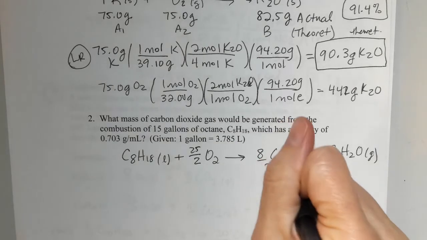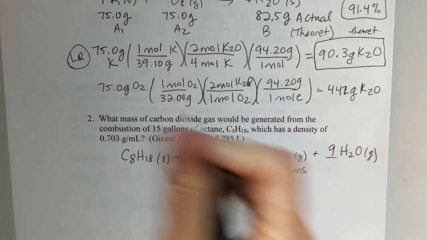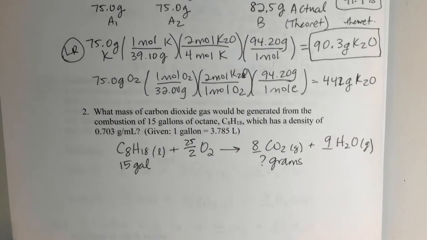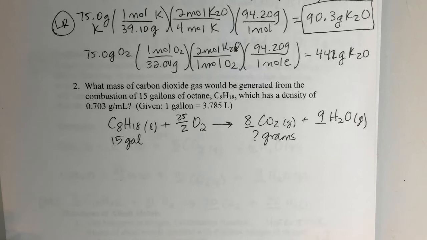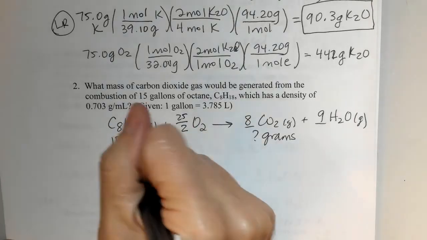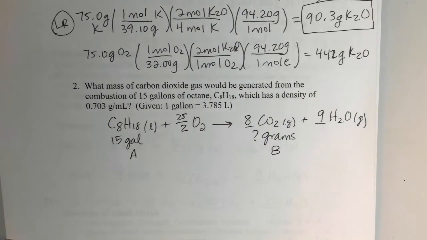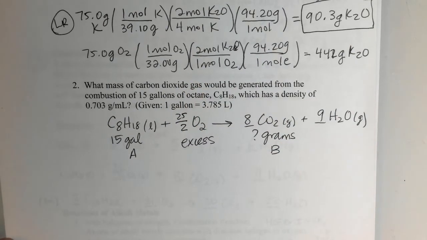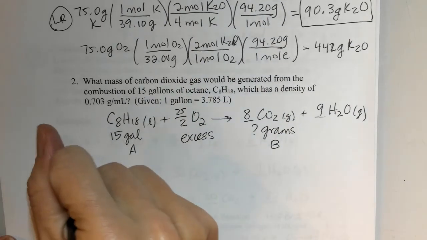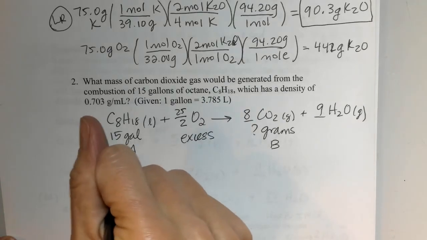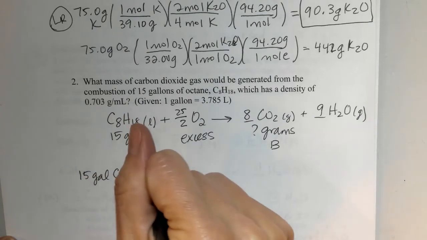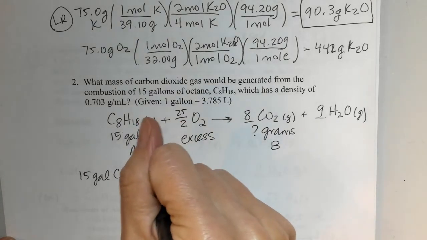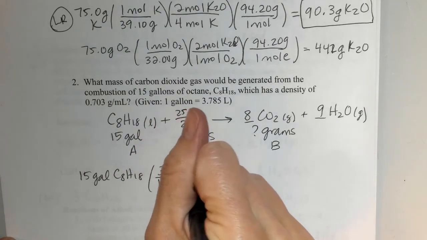So what mass of carbon dioxide could be formed from 15 gallons of the octane? The density is given. So this is only an A to B. It's not limiting reactant. Nothing is given about the oxygen, so we assume that it's present in excess. So I have 15 gallons of C8H18. What's given to me here, this is a conversion factor you want to remember: 1 gallon is 3.785 liters.